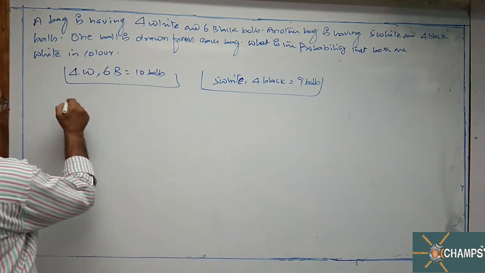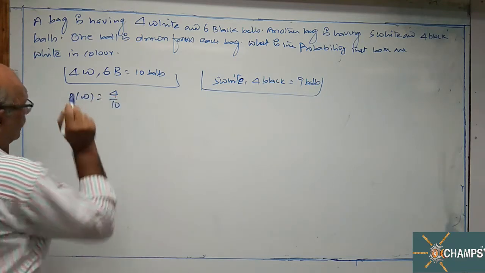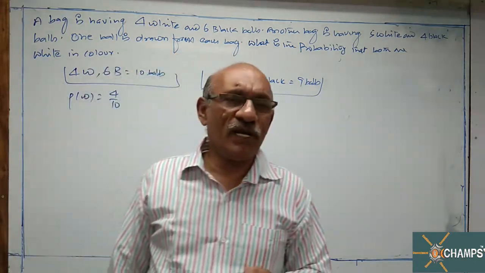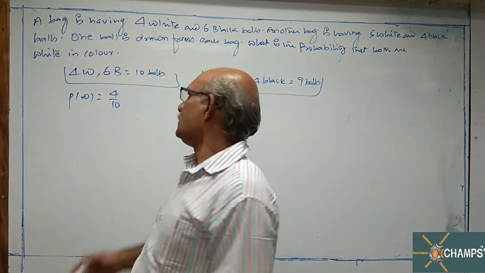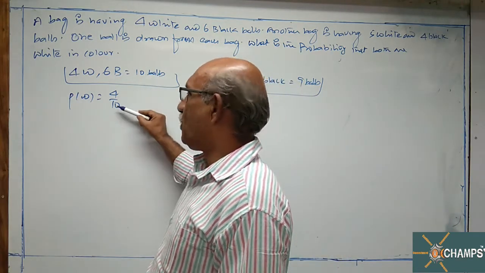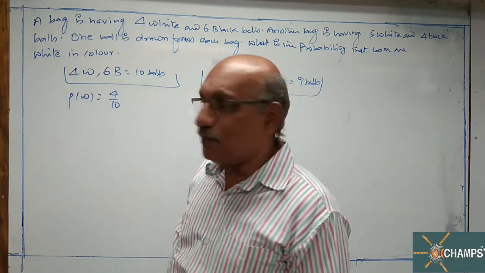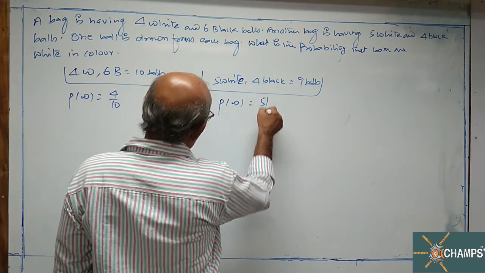So, this is probability of drawing white ball is equal to 4 by 10. There are 4 white balls. One white ball can be selected from 4 in 4C1 ways. And from 10 balls, one ball is taken in 10C1 ways. So, 4 by 10 is the probability. Now, probability of drawing white, this is 5 by 9.